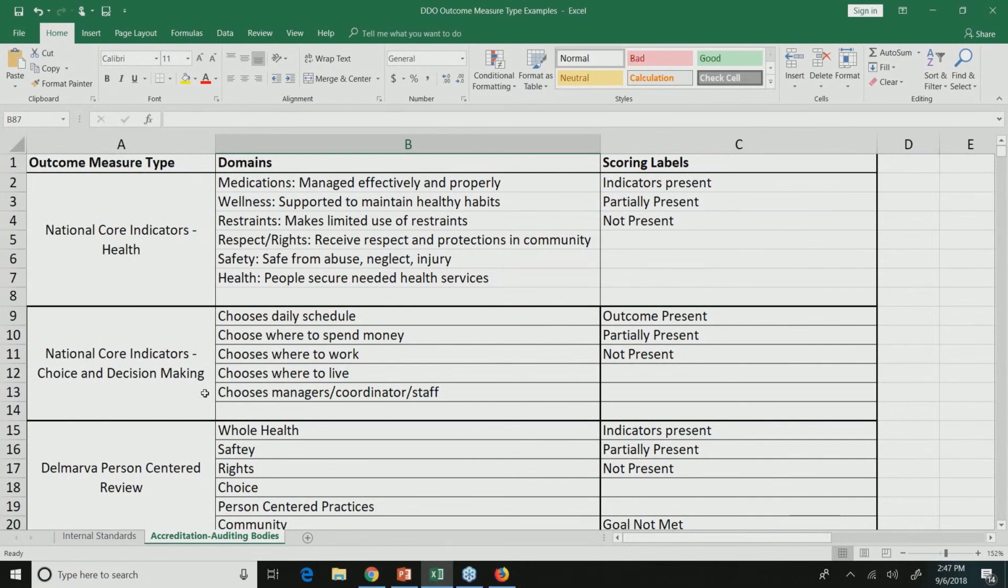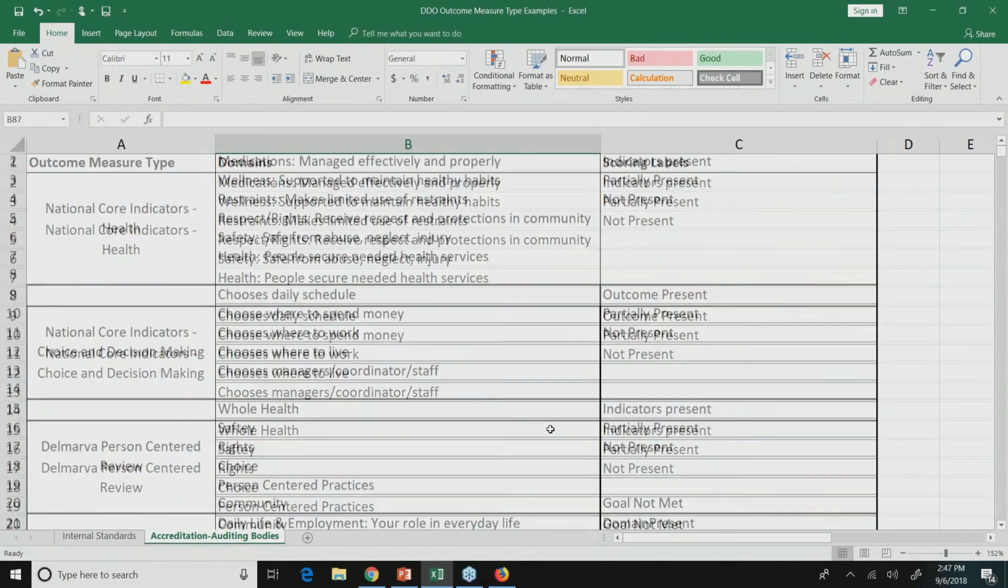For choice and decision making, I want to be able to maybe track whether or not people are choosing their daily schedule, where they're spending their money, where they work, where they live. Are they choosing who are their managers, coordinators, or staff? And again, I just want to be able to say that those outcomes are present.